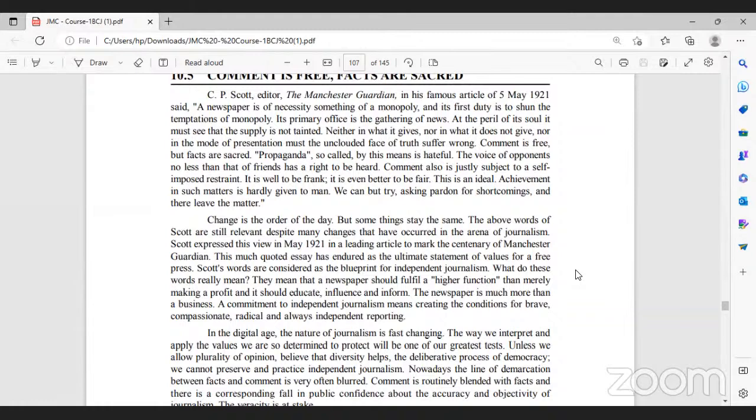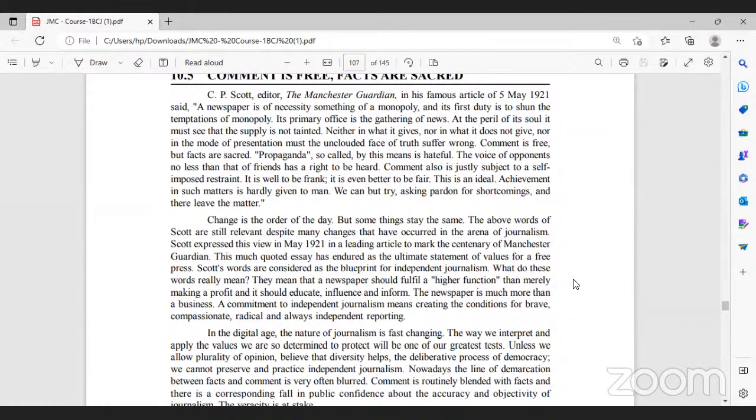What this really means is that the newspaper should fulfill a higher function than merely making a profit, and it should ultimately educate, influence, and inform. The newspaper is much more than a business. A commitment to independent journalism means creating the condition for brave, compassionate, radical, and always independent reporting.